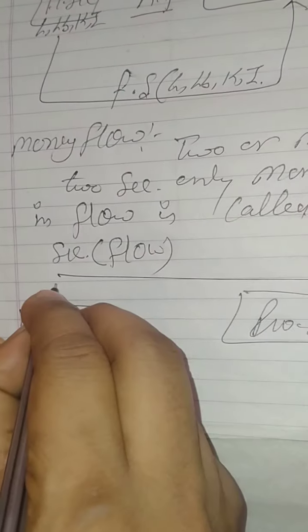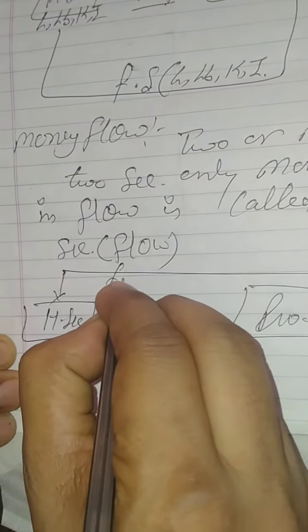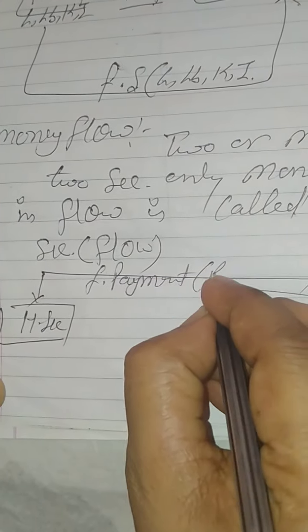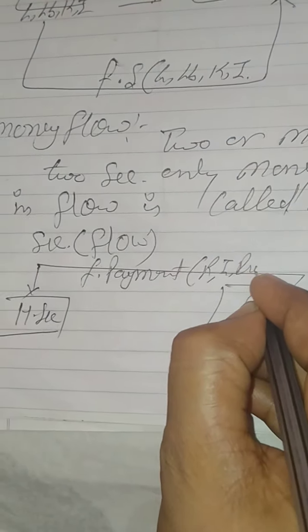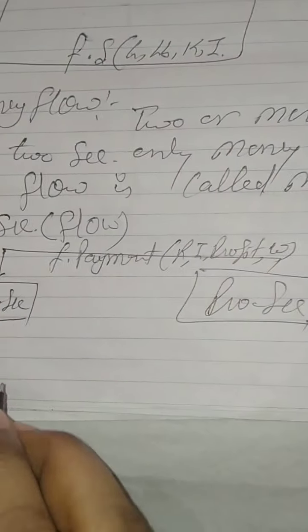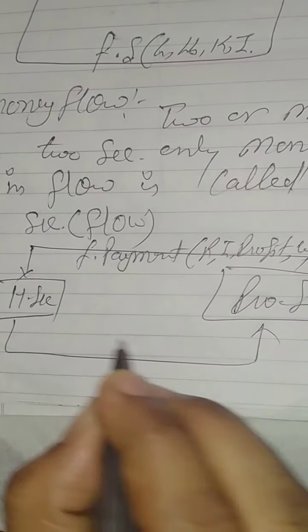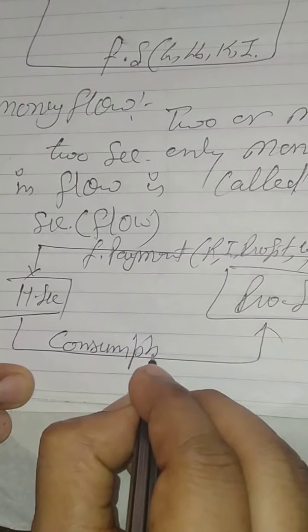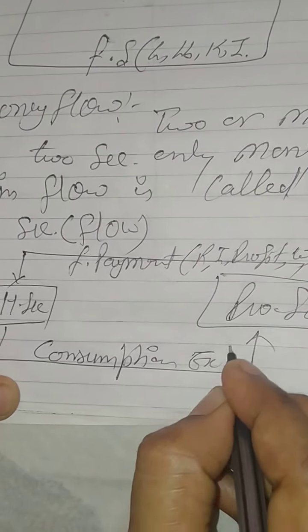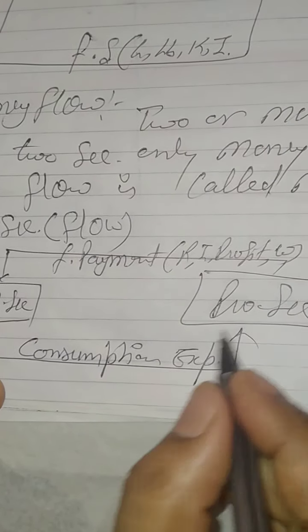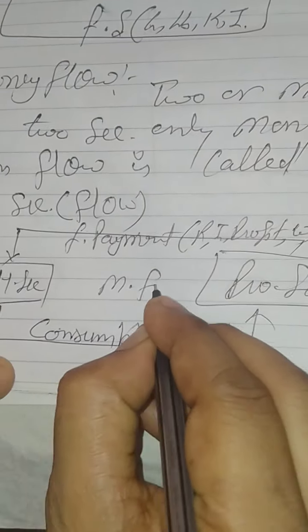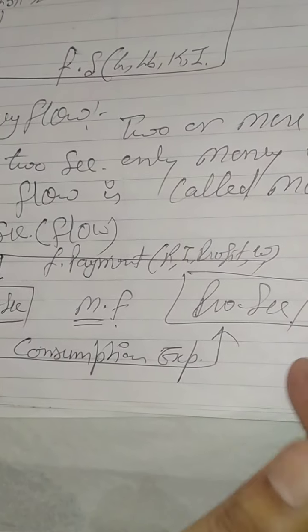The production sector pays factor payment in the form of rent, interest, profit, or wage. The household sector makes consumption expenditure to the production sector. So only money is in flow, that is called monetary flow. Clear?